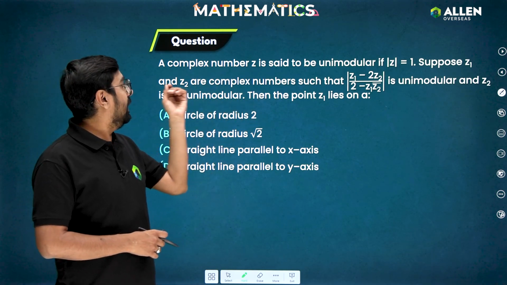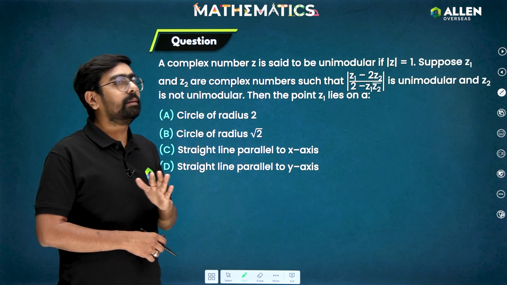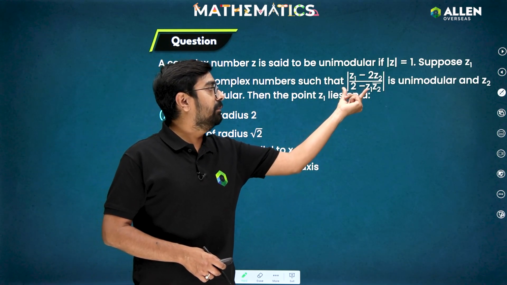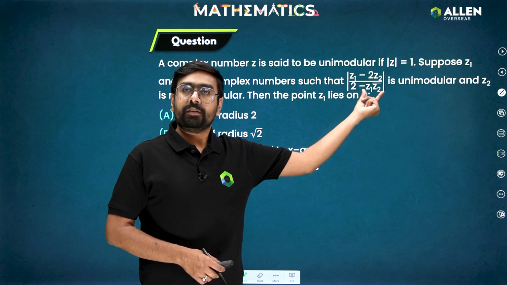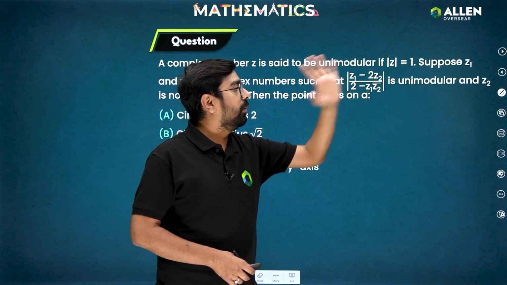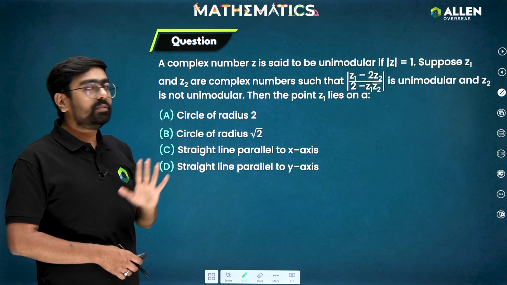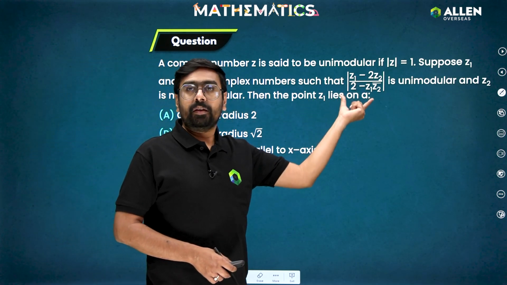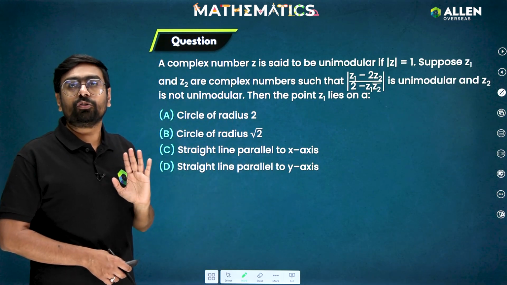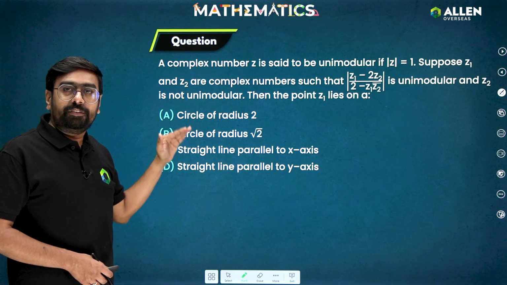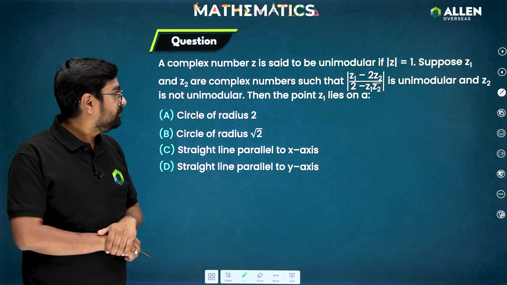Now suppose z1 and z2 are two complex numbers such that this condition, mod of (z1 minus 2z2) divided by (2 minus z1 z2 conjugate), is unimodular and z2 is not unimodular, right? This number is unimodular but z2 is not unimodular. Then the point z1 lies on which of the four options?